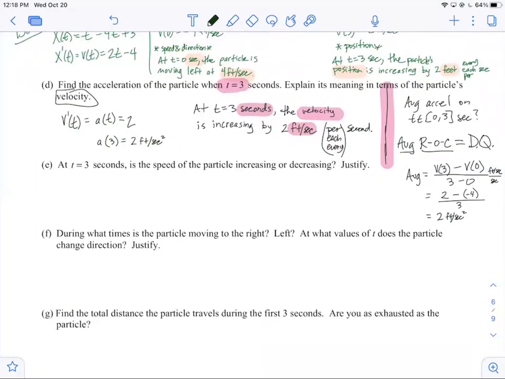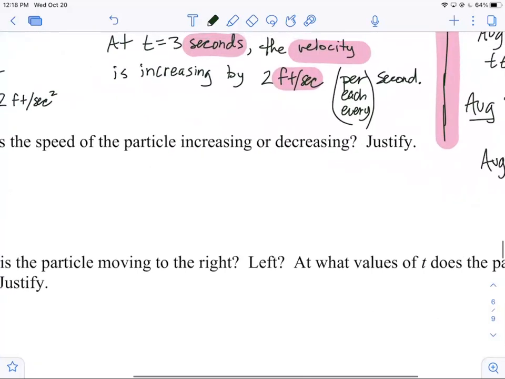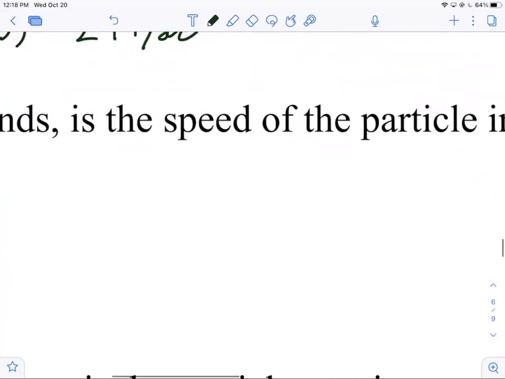All right, at t equals 3 seconds, is the speed of the particle increasing or decreasing? Now, speed, right? Is that the same as velocity? No. Speed is a component of velocity. Velocity is a vector. Acceleration is a vector. Position is a vector. Speed is a scalar quantity, we call it. It does not have a direction. It only has a magnitude. Speed can be in any direction, okay?